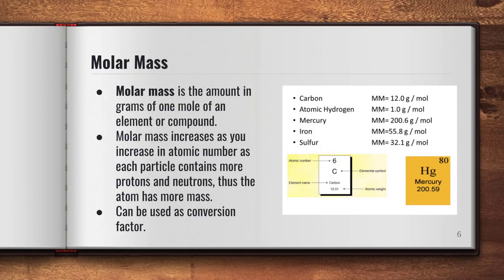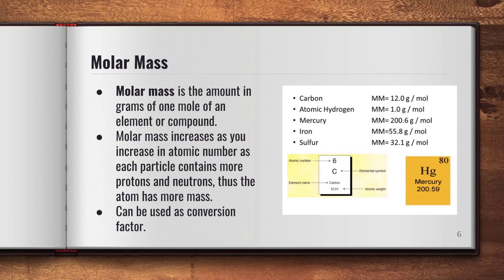Now, another term that we need to understand is molar mass, and it is the amount in grams of 1 mole of an element or compound. So we're not talking about the number of atoms, but we're talking about the amount in grams. The molar mass increases as you increase the atomic number, as each particle contains more protons and neutrons, and thus the atom has more mass. These numbers are the numbers that you find on the periodic table. If you remember, in our previous lesson, we talked about average atomic mass, the weighted average of all of the different isotopes of a particular chemical element. Well, here, those particular molar masses are also the same as 1 mole of a substance. So we can use those as a conversion factor.